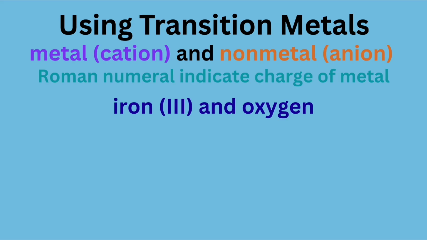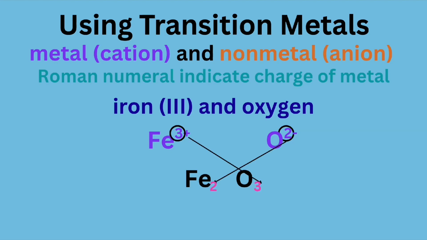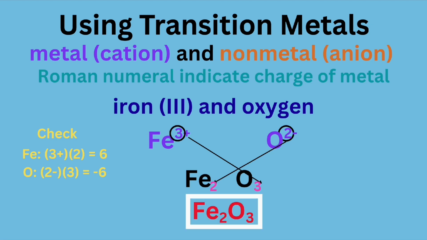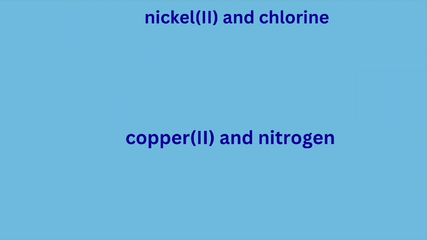Iron is going to have a 3+ charge, and for oxygen, you're going to look at the periodic table and figure out the charge. Did you find it? Okay, so now that you have your two ions, Fe3+ and O2-, you're going to do a swap and drop. The 2 behind the Fe, the 3 behind the O. You check to make sure that your compound is neutral, and that means your formula is Fe2O3. Did you get it? Good job.